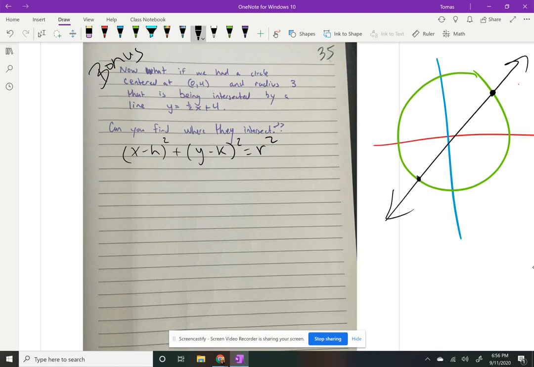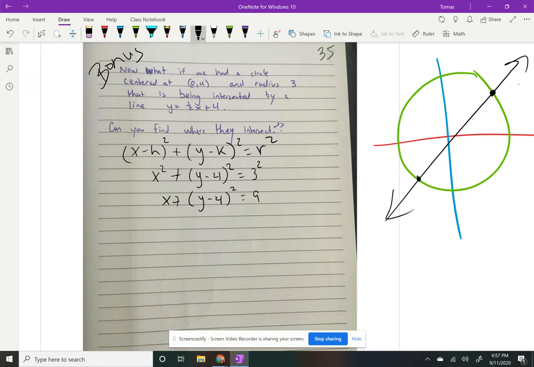So that means x is 0. So this is just x squared, right? Because if I put zeros, it doesn't do anything. And then I put the 4 here, so this becomes y minus 4 squared. And this becomes 3 squared, which is just 9. Now, what do we do with this other line?